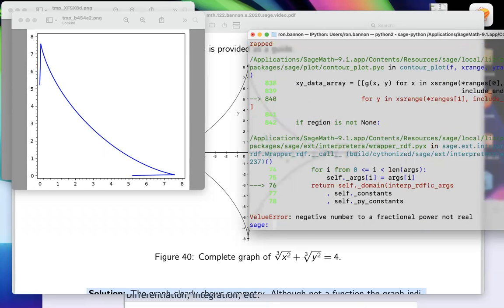Wow. A negative number to a fractional power is not real. That's a problem. I'll be honest with you. So let's go back and take a look. I'm not going to use negative numbers now. I still have to go back to that 0 and 9.